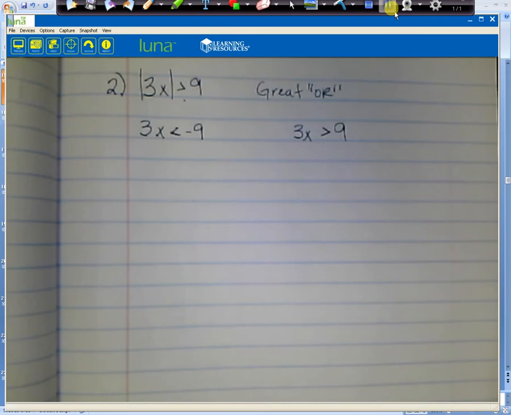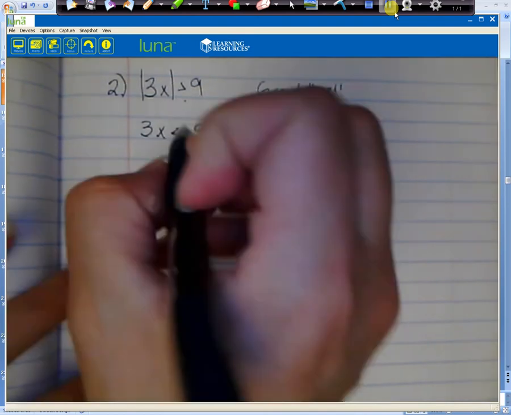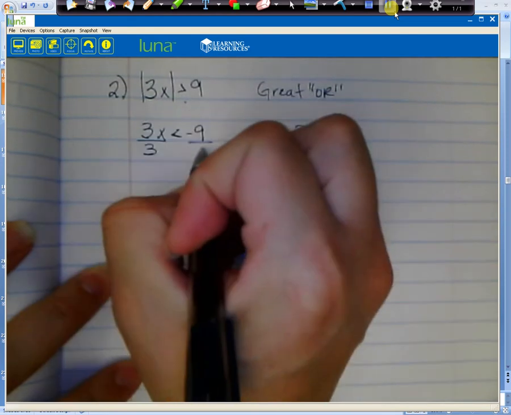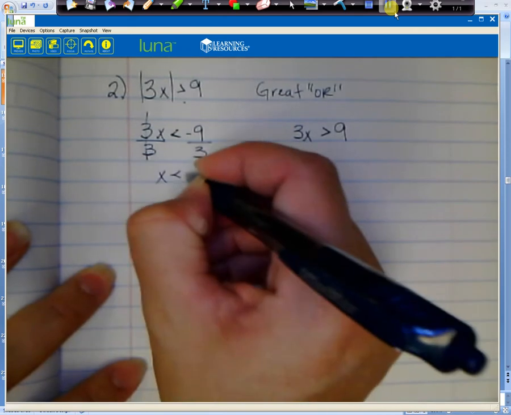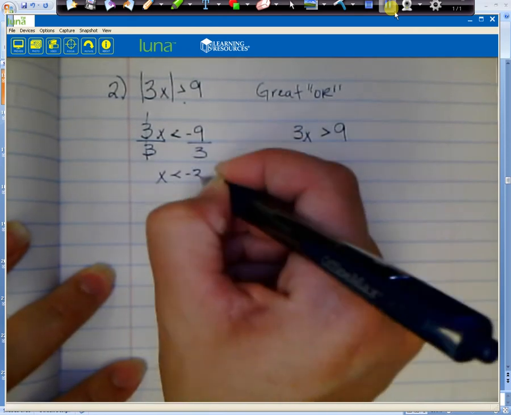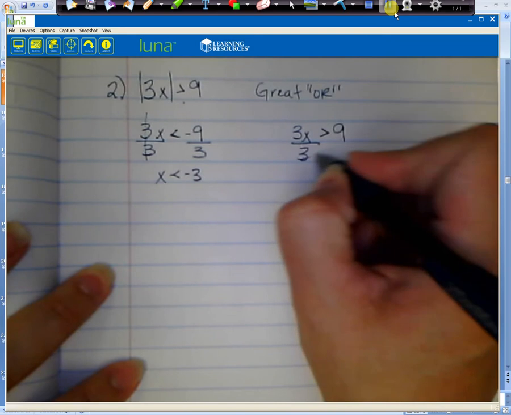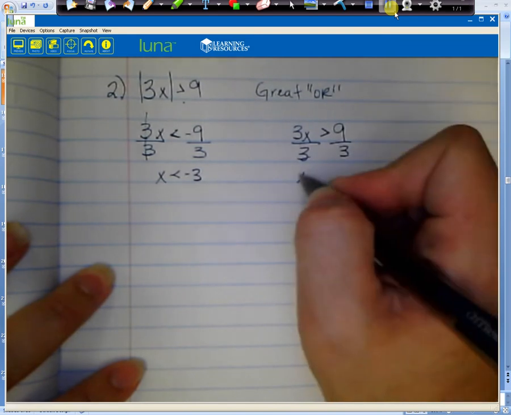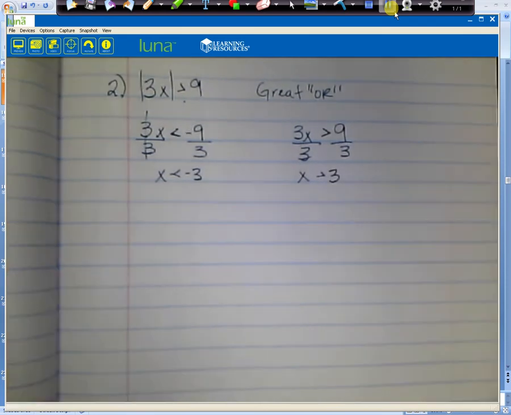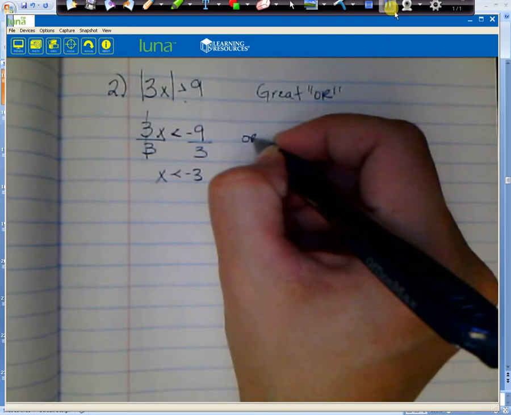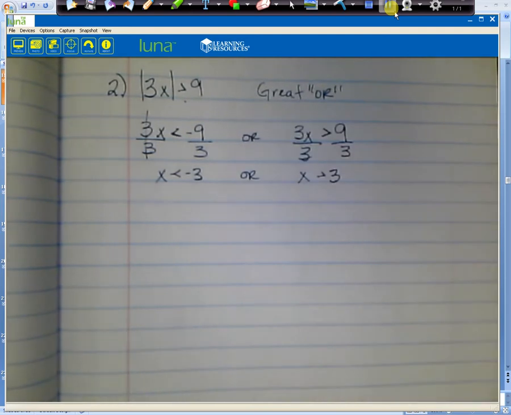So now I know that when a letter and a number are touching, they're being multiplied, and I have to undo that multiplication. So I'm going to divide by 3. These 3's cancel, and that gives me x is less than negative 9 divided by 3 gives me negative 3. I'm going to divide both sides here by 3. That gives me x is greater than 3. So now I have x is less than negative 3, or x is greater than 3.